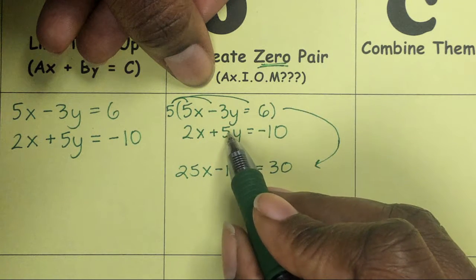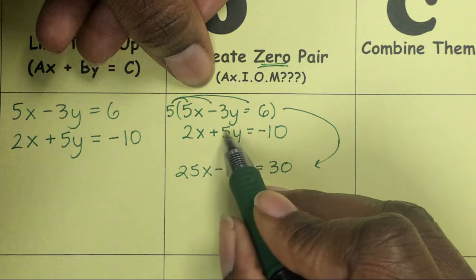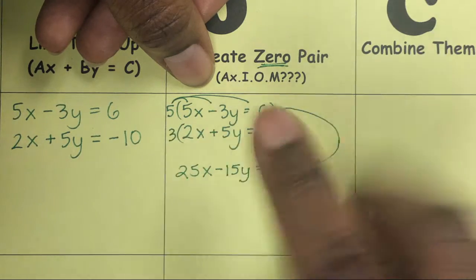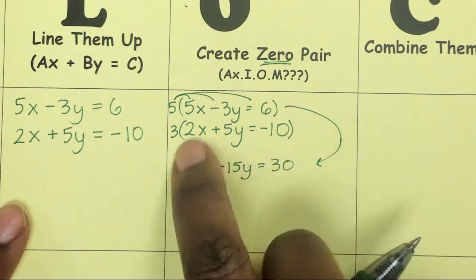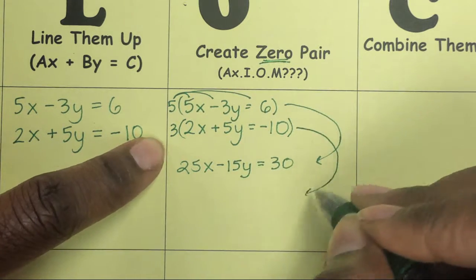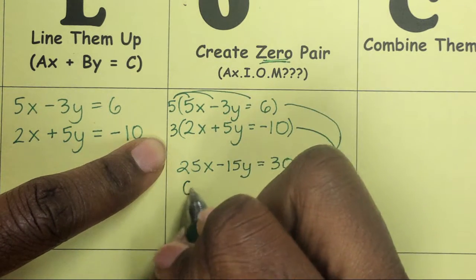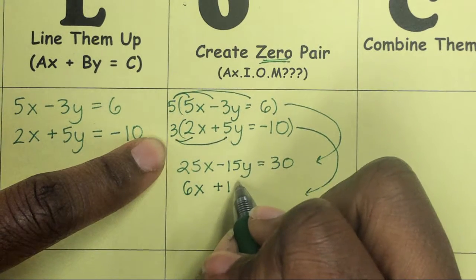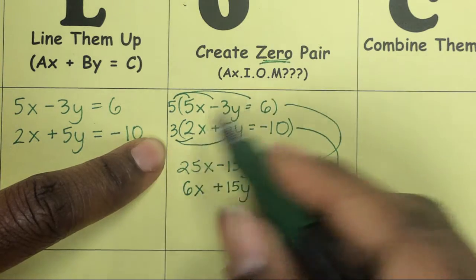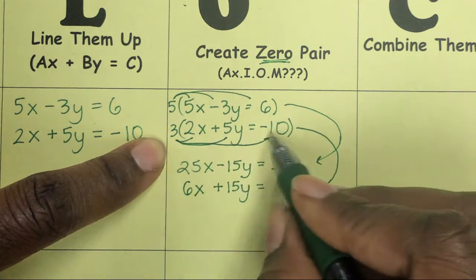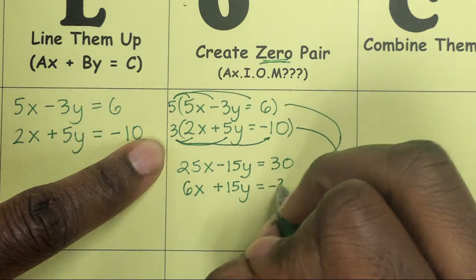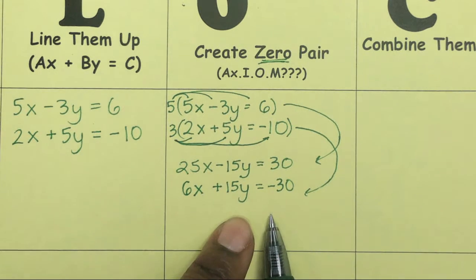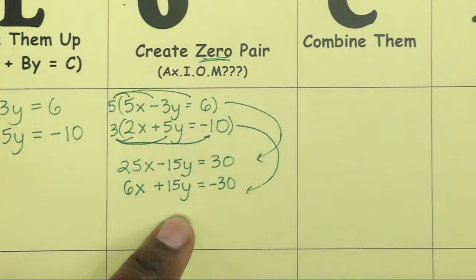So remember, our goal is to get this to be the negative 15, which we have, and now we need this to be a positive 15. So 5 times 3 will give us the 15, but everything has to get multiplied. So I'm going to write that one here. 3 times 2x is 6x. 3 times 5y is 3 times 5? Be careful. And 3 times negative 10, negative 30. So we have created our zero pair. I'll give you a second.